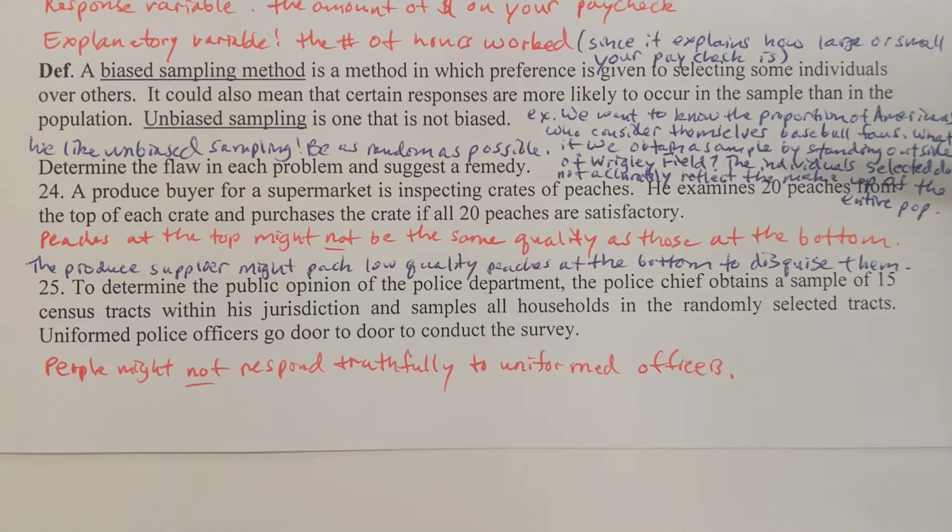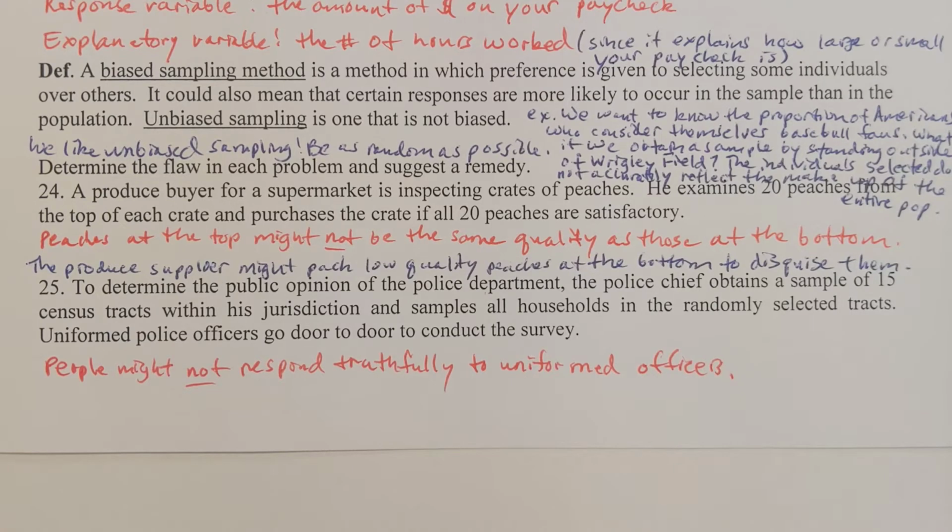Here's some more examples. Determine the flaw in each problem and suggest a remedy. In problem 24, a produce buyer for a supermarket is inspecting crates of peaches. He examines 20 peaches from the top of each crate and then purchases the crate if all 20 peaches are satisfactory. What's wrong with that? Well, the peaches at the top of the crate might not be the same quality as those at the bottom.